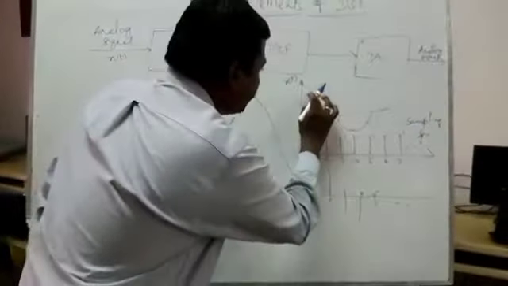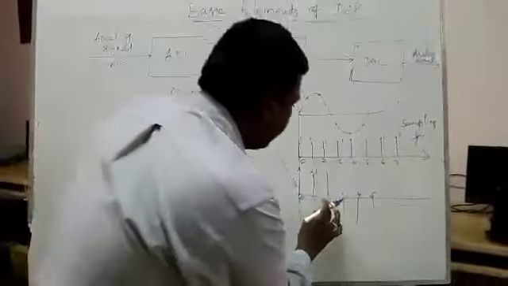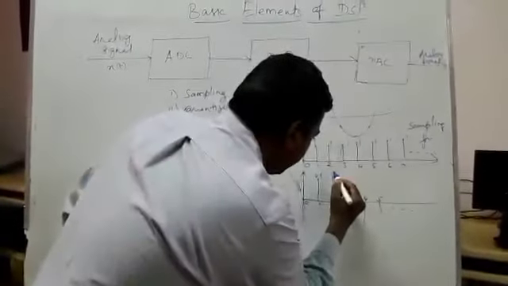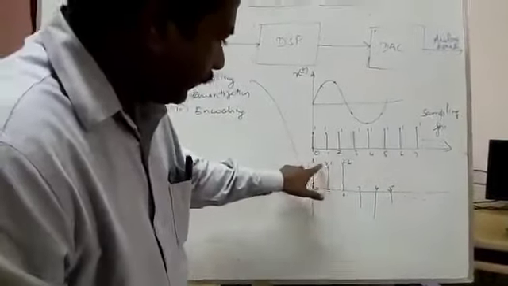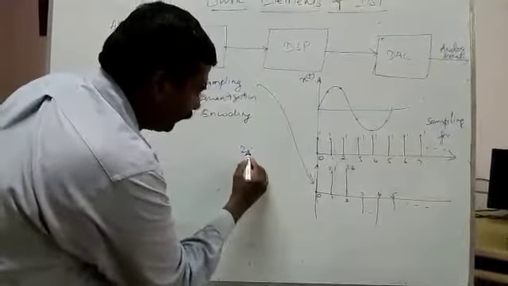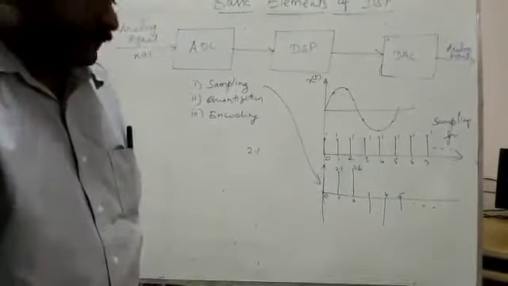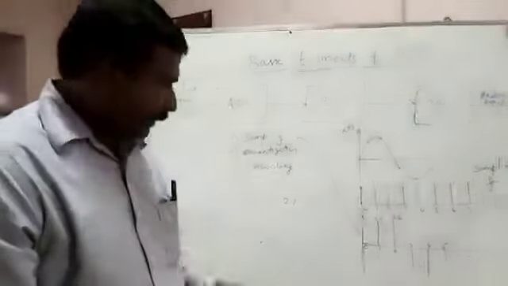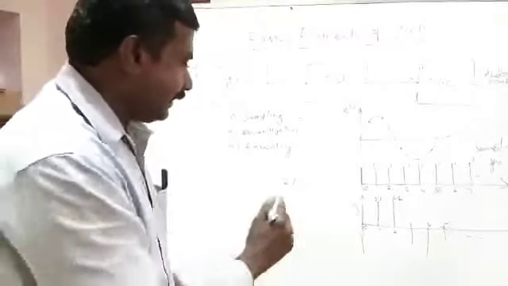At n equal to 1, what is the amplitude? For example, it may be 2.1. At n equal to 2, what is the amplitude? Which may be 2.6. So if we take the amplitude of the first sample, which is 2.1, this is a fractional value. This cannot be allowed in digital. So therefore, this 2.1 is rounded off to the nearest integer value.